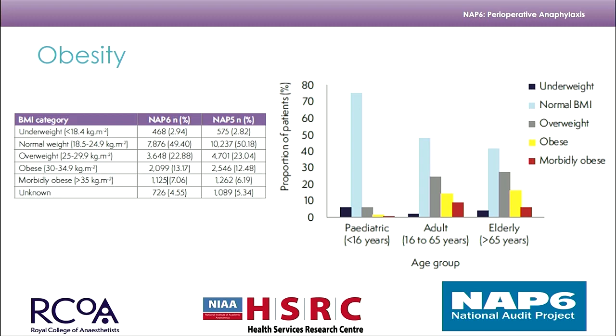We wanted to look at the body mass index of the patients that we were anaesthetising, and although the majority of patients were of a normal BMI, over 20% were obese or morbidly obese. And actually, there was a statistically significant increase from NAP5 in the proportion of patients that were morbidly obese. This graph just shows the breakdown of obesity by age category, showing that the majority of morbidly obese and obese patients were adult patients.